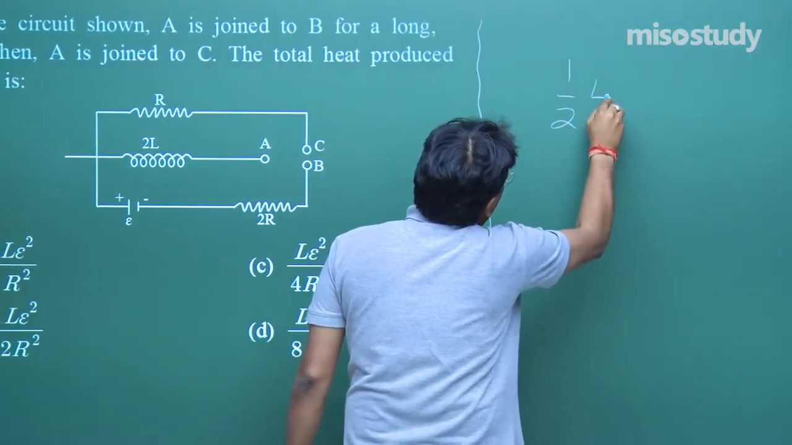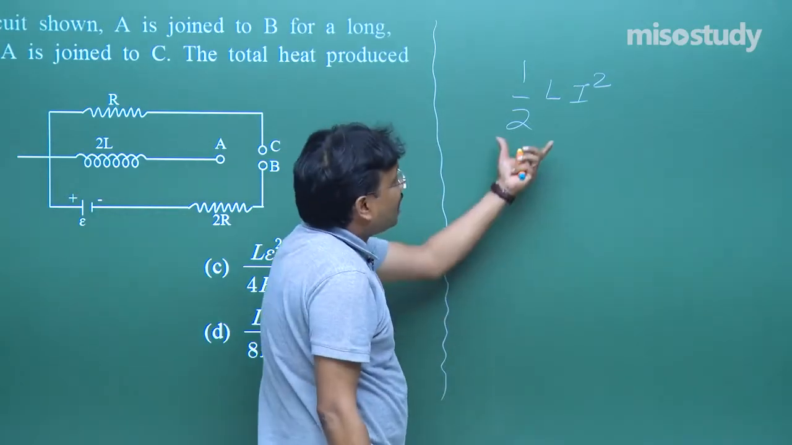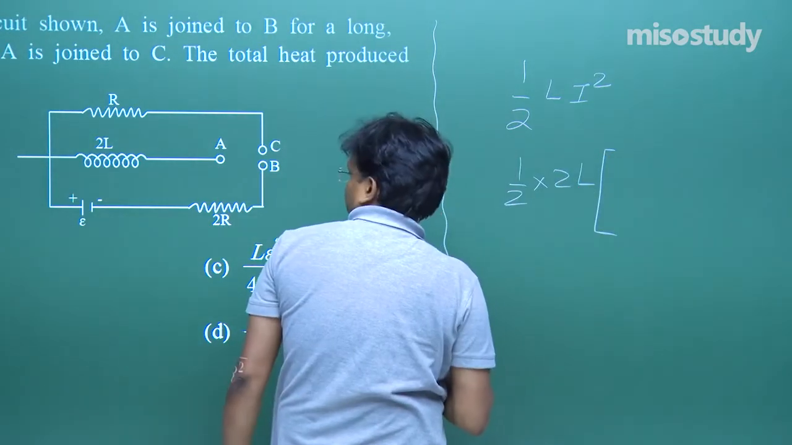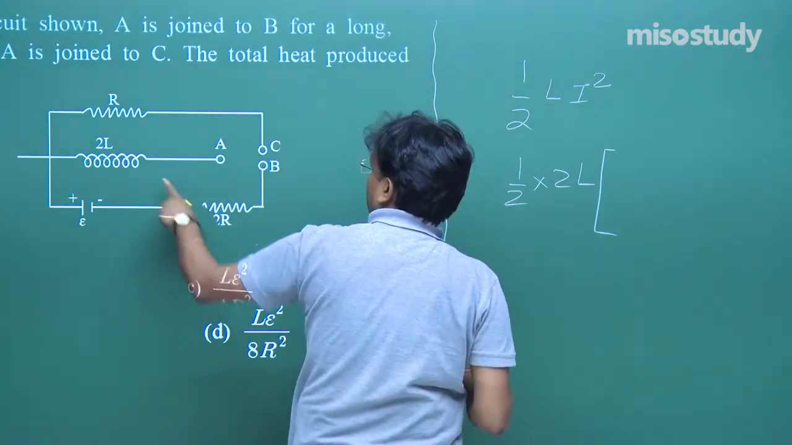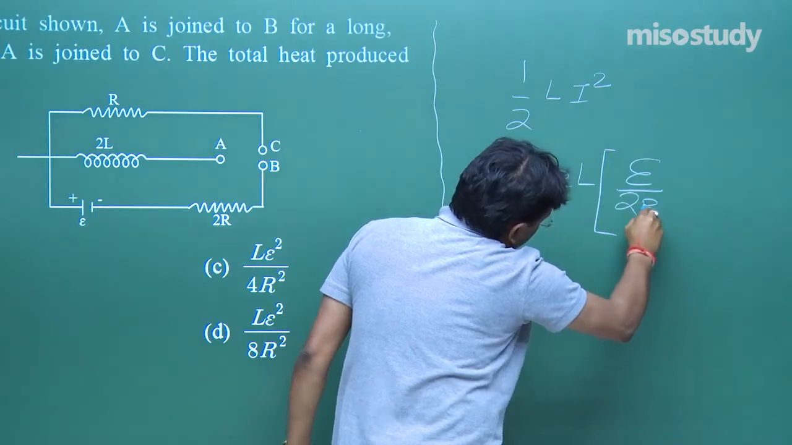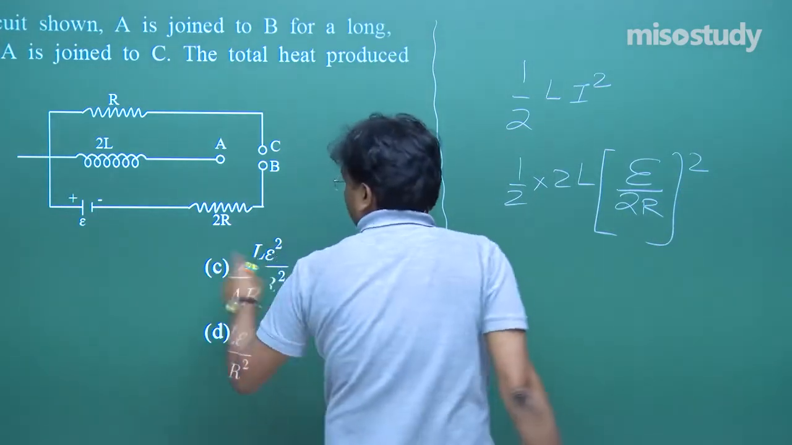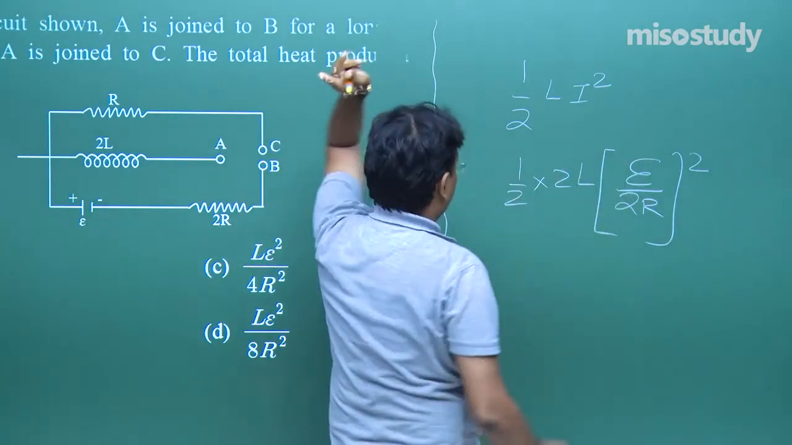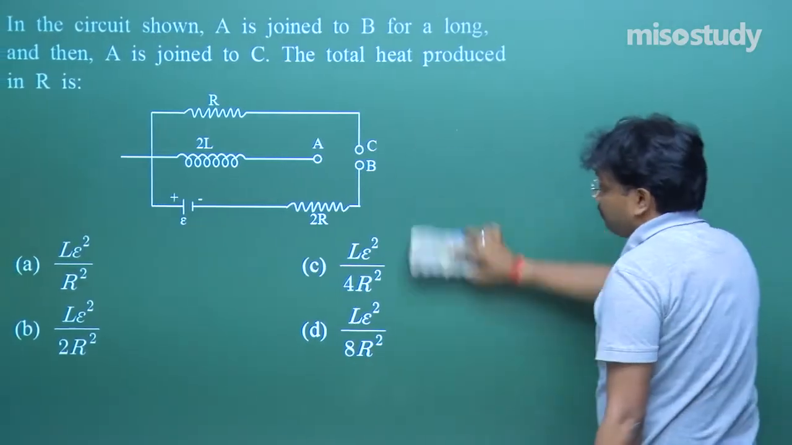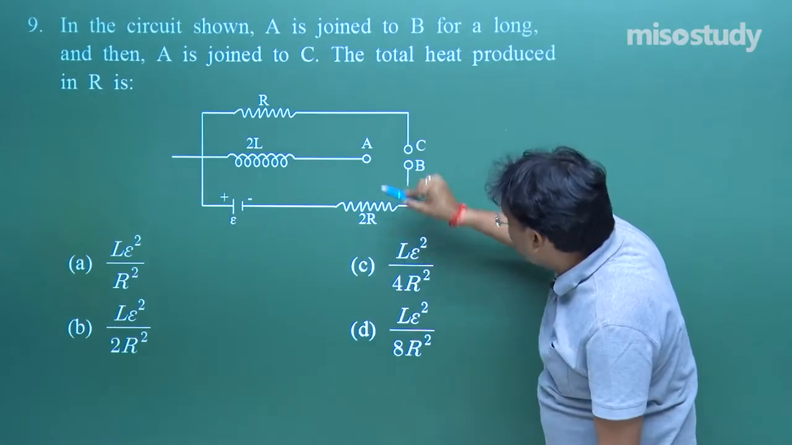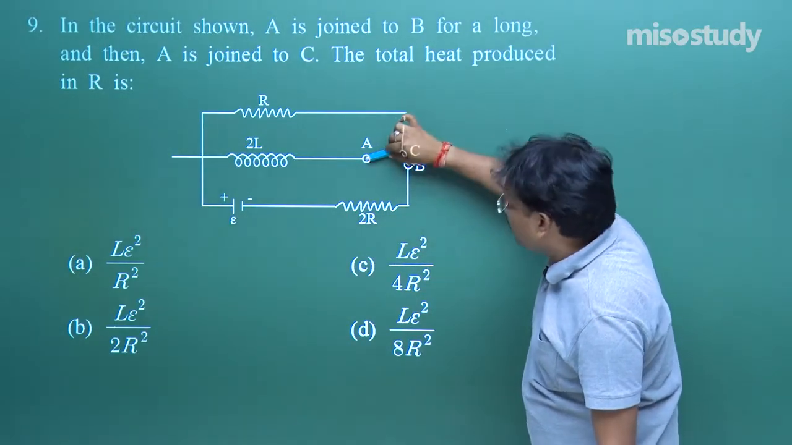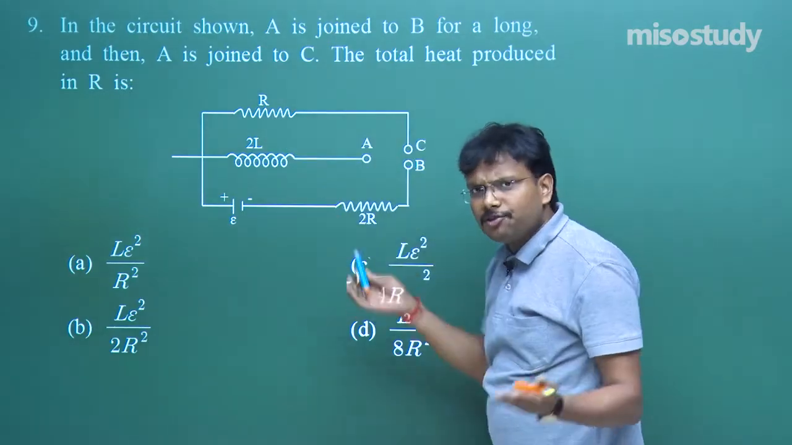That is half L i square. Not a difficult aspect. This is the total energy stored in the inductor. So, you can say half into 2L into, yes, half into 2L because the value is 2L, that is why I should write E upon 2R whole square. That is your answer. Fine. This is the value given. That is why I am using this result. So, this question again, diagram is big, but it is a purely concept based question. Why? Connect, because of the battery flow. Disconnect, because of the energy stored in this inductor. Simple.